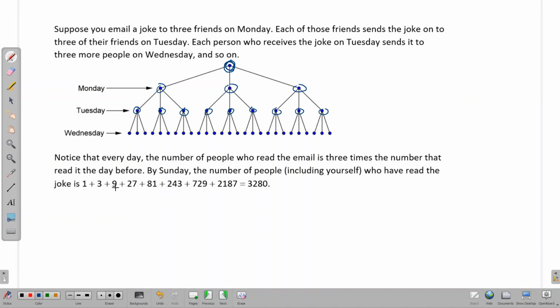Now we're going to be looking at this itself is the indicated sum, but we're looking at trying to actually evaluate the sum. If you add all those numbers up, you get 3,280. But it would be a pain to add each individual term. So we saw this same type of thing with arithmetic sequences and series as well.